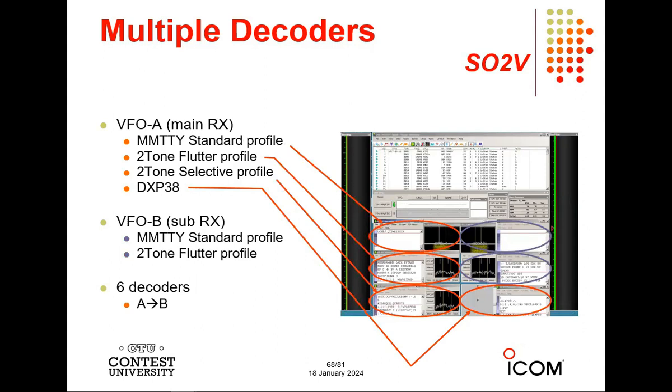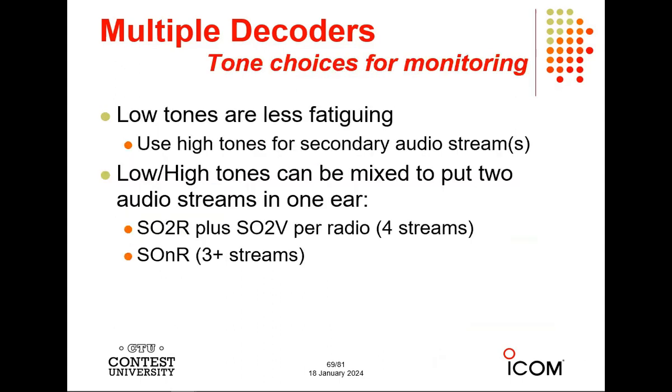So this is an example that I already explained about SO2V. That just means using two receivers. If your radio has two receivers, being able to work two QSOs interleaved at the same time on the same band. So again, I talked about low tones being less fatiguing, but I've only got two ears. If I'm listening to more than two audio streams, I don't need to hear it so precisely and decode it, but I need to be able to hear it to know when it comes on and off. So I set some of the streams at low tone, some at high tone. In one ear, I can have two or three audio streams, but because of the different audio tones, it gives me a sense of which radio or which receiver I'm operating on.